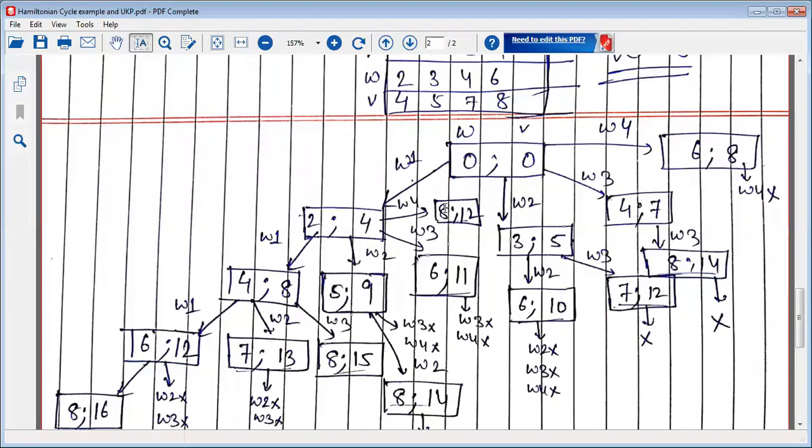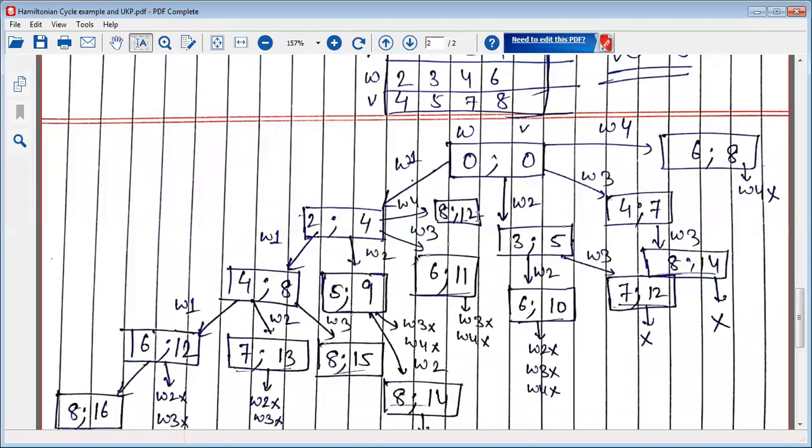Because we already have the capacity of knapsack as 8, we have already taken 2 kg, so we still have 6 kg. So I can take the fourth article. So 2 plus 6 will give you 8, and the total profit will be equal to 8 plus 4, that is 12. Now you can see that from W4 I cannot go further. So I need to stop at this point.